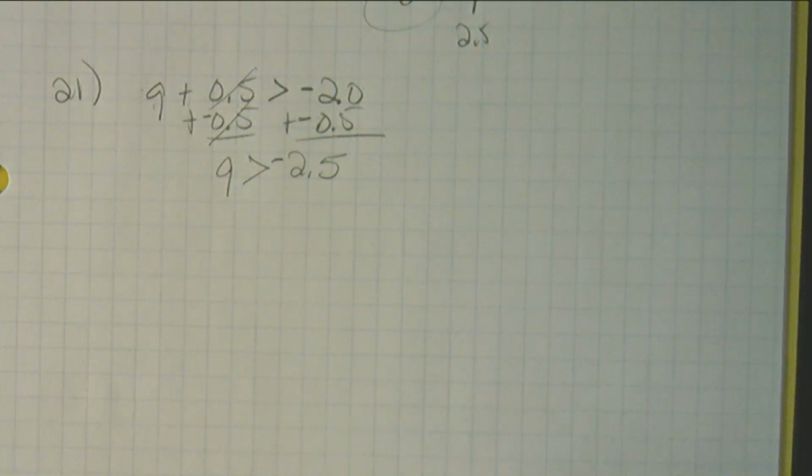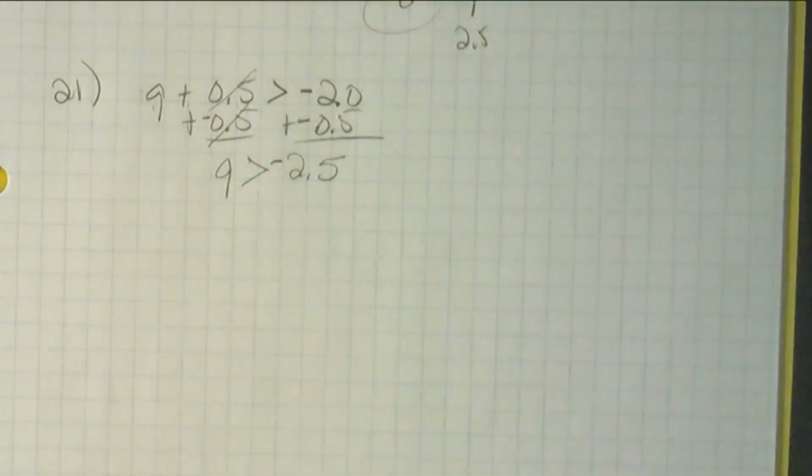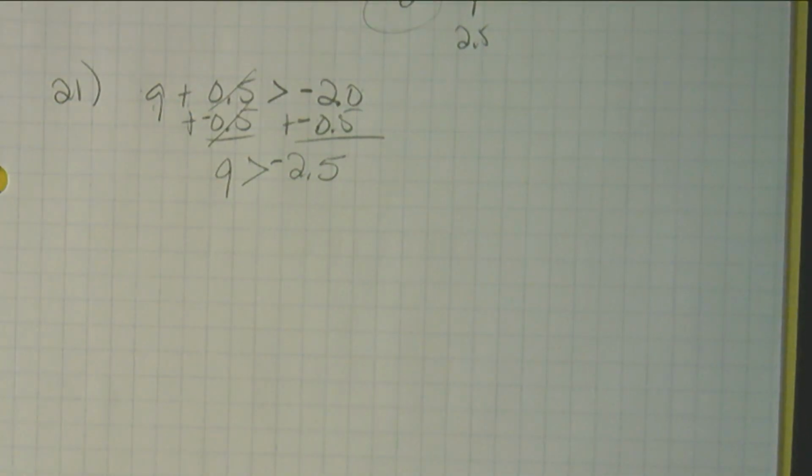Did you see an absolute value sign on it? Then don't do absolute value work. Pay attention to the problem that you're given. If this was absolute value, you would split it. But this is not an absolute value. This is just a basic inequality. So pay attention to whether you have absolute values or not.